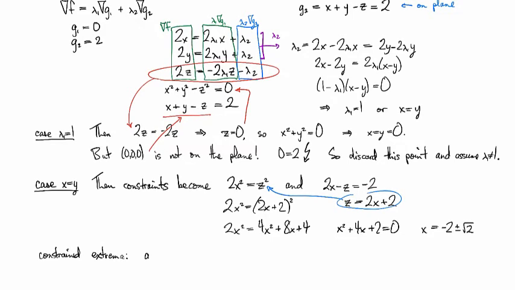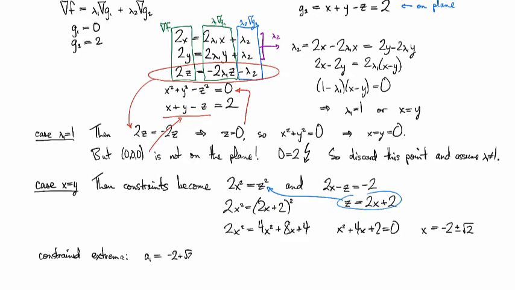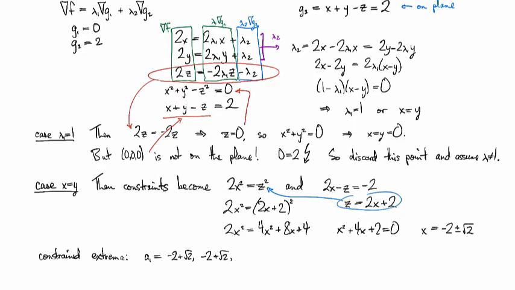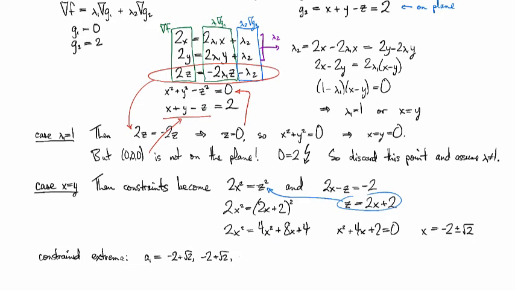And there's going to be one at minus 2 plus root 2, minus 2 plus root 2, and then punching in for z using the equation for the plane, I find out that the z coordinate would be minus 2 plus 2 root 2.